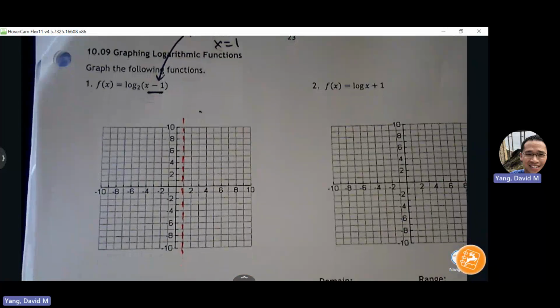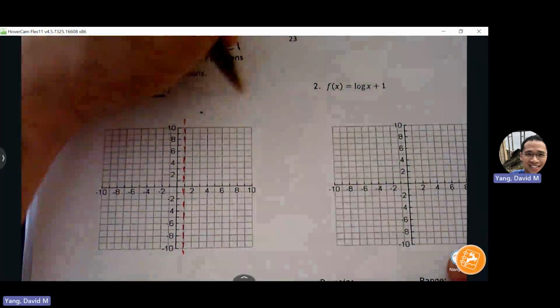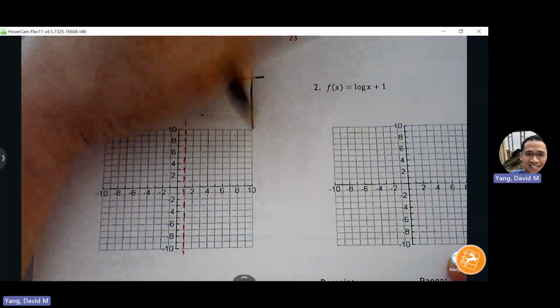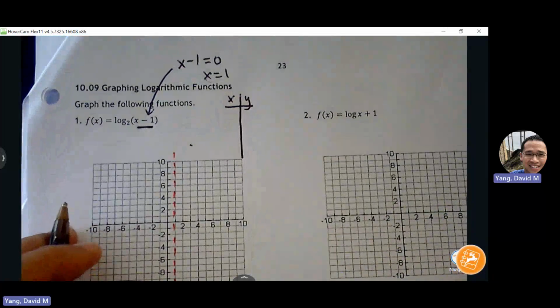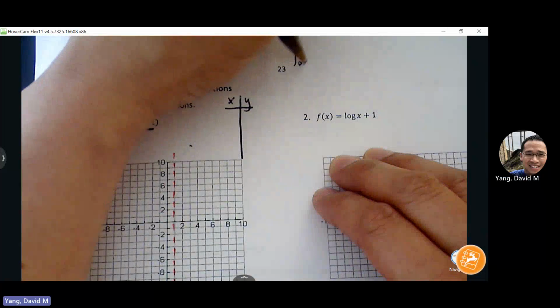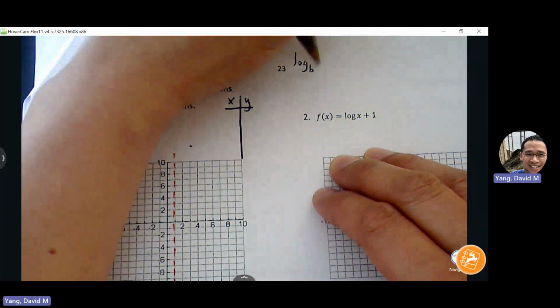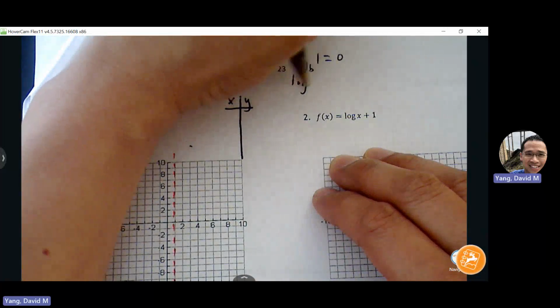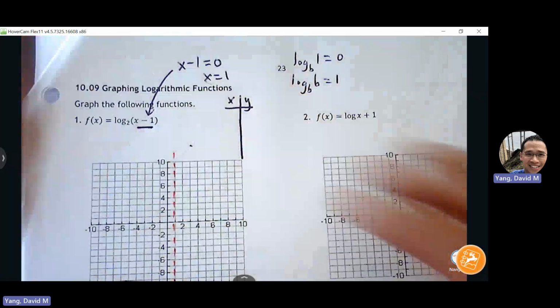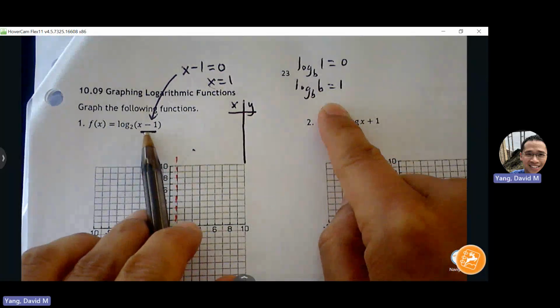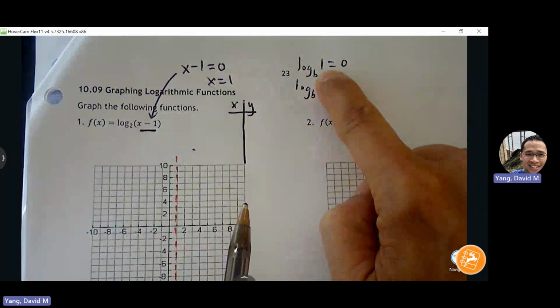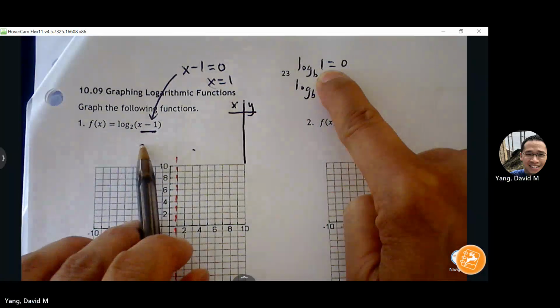Basically taking my log base 2 of x graph and shifting it to the right. Okay, so let's just find, again, some easy ordered pairs, taking advantage of the fact that log base b of 1 is equal to 0, and log base b of b is equal to 1. If I can just find those two easy ordered pairs, that's enough to help me sketch my graph.